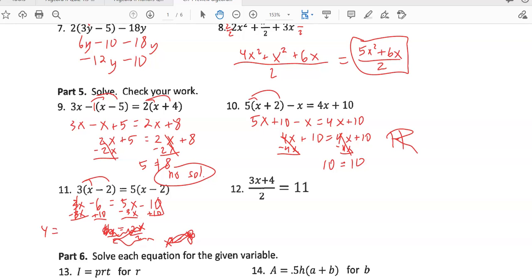And you can check it by plugging it back in, equals 2x. Then we could divide by 2, divide by 2. You get x equals 2. That looks right. We could always check it, right?